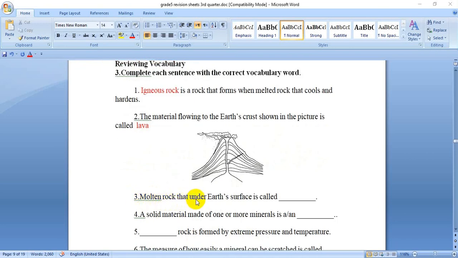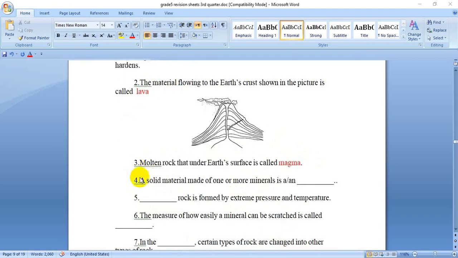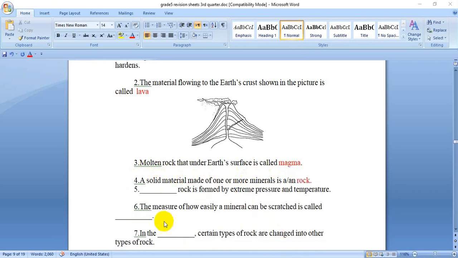Question 3. Molten rock that is under Earth's surface. The molten rock inside the volcano is called, what do you think? Called magma. Question 4. A solid material made of one or more minerals is a or an. The material made from minerals is a rock. Question 5. Rock is formed by extreme pressure and temperature. Which kind of rock needs pressure and temperature? The answer for this question is metamorphic rock.